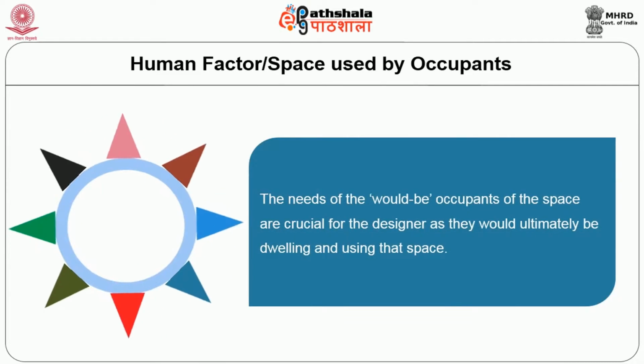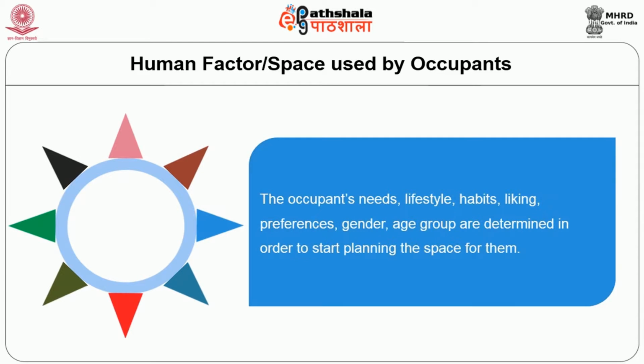Therefore, the designer studies the following factors in detail. The first one is the human factor, that is, the space used by the occupants. The needs of the client, who would be the occupants of the space, are crucial for the designer, as they would ultimately be dwelling in and using that space. The occupants' needs, lifestyle, habits, likings, preferences, gender and age group are determined in order to start planning the space for them.